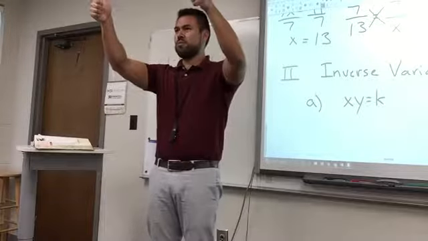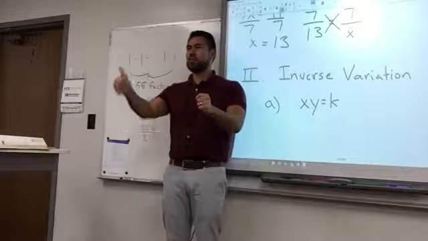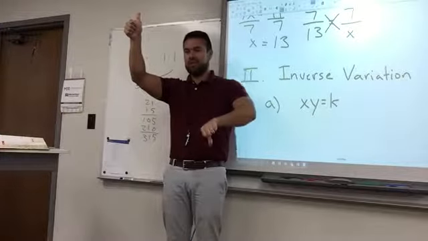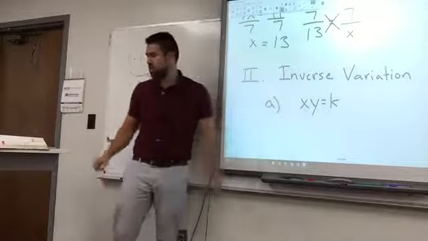One goes up, the other one goes up. One goes down, the other one goes down. Inverse variation should mean this: one goes up, the other one goes down, and vice versa. One goes down, the other one goes up. This would show that relationship.